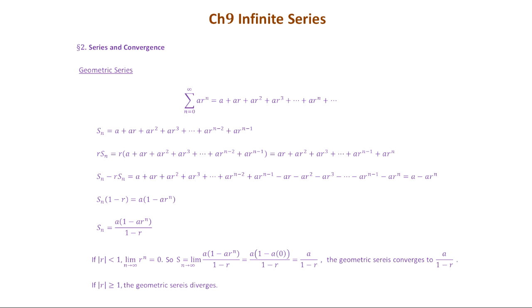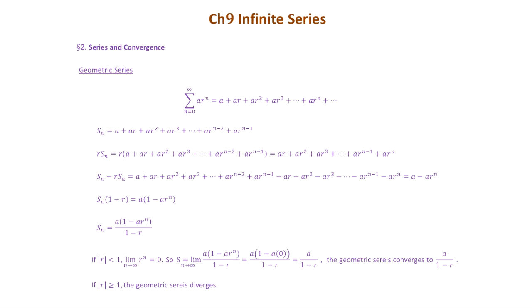On the other hand, when the absolute value of r is greater than or equal to 1, the geometric series diverges. And this is easy to see. When you take the power of r to the n, if the absolute value of r is greater than 1, you multiply the number by itself infinitely many times. Every time you multiply itself, you get a little larger, but you multiply by itself infinitely many times. So eventually, the power will have infinite magnitude.